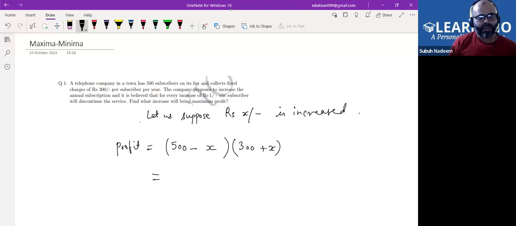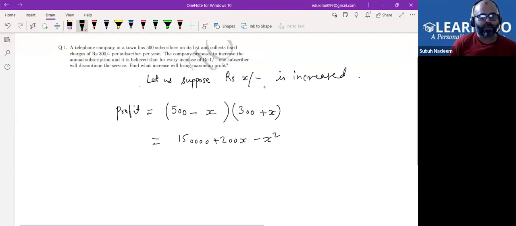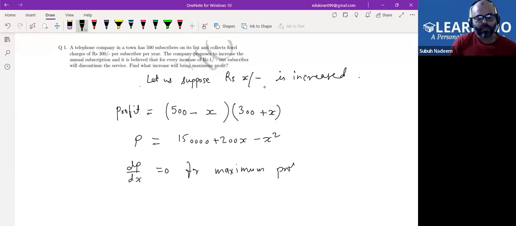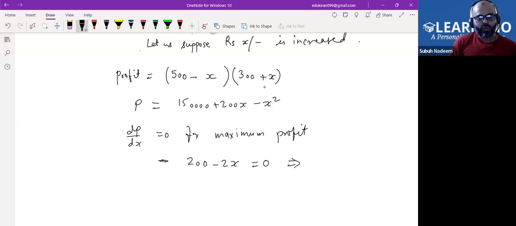So now we can write it as 150,000 plus 500X minus 300X, that is 200X minus X square. So this is the profit. Now we want this profit to be maximum. So let us call it P. So dP by dx should be equal to 0 for maximum profit. So what is dP by dx? When you differentiate this P with respect to x, you'll get 200 minus 2x, and you'll get it equal to 0. So x will be equal to 100.